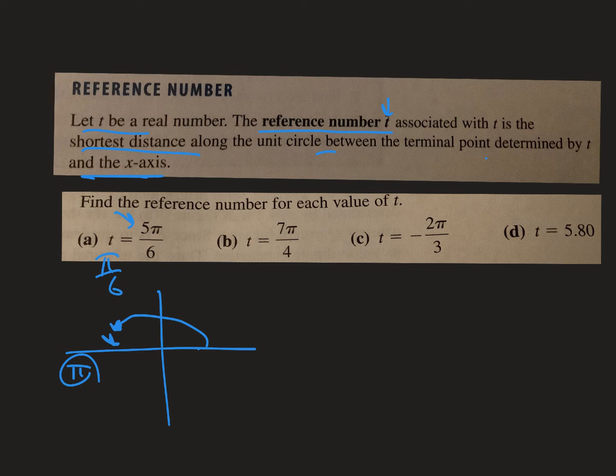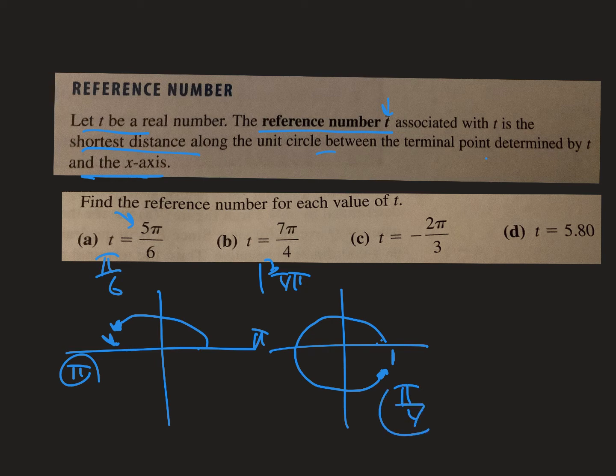The second part, 7 pi over 4. That's really 1 3/4 pi. So, 1 pi is all the way over here, and 3/4 of the pi is right here. So there's my terminal point. Also, that'd be square root 2 over 2 and square root 2 over 2. But how far is it from the x-axis? Well, it's 1 pi over 4 away. Because if I went one more pi over 4, it'd put me at 2 pi, which is where I want to be. So there's a pattern here.